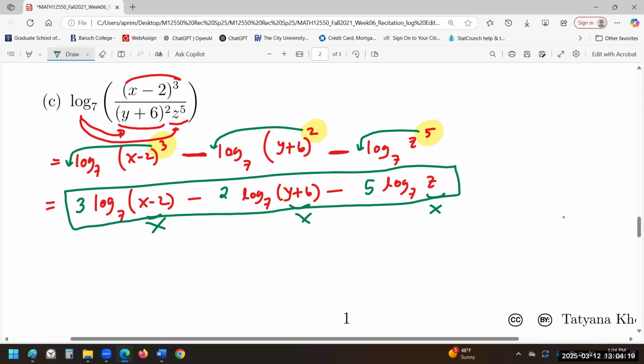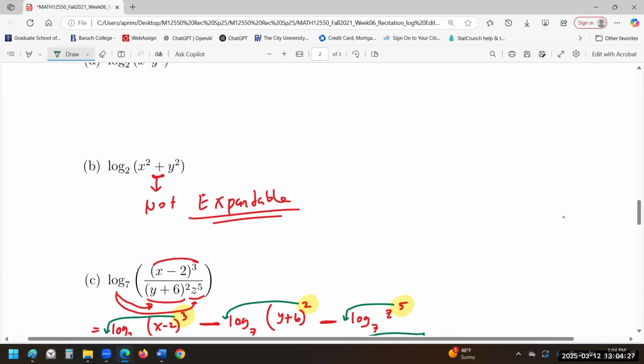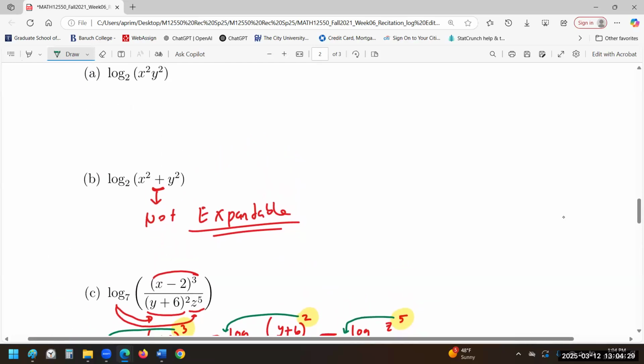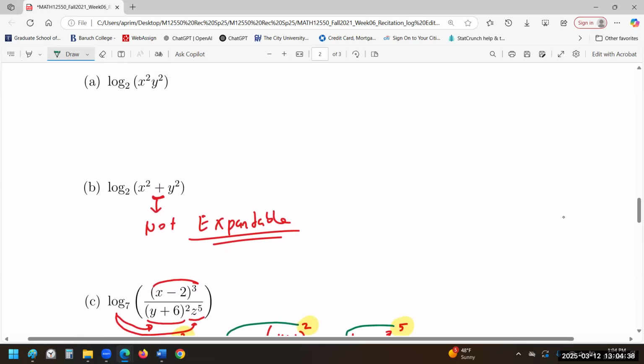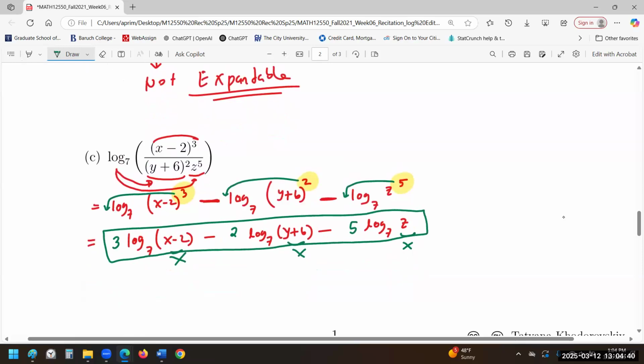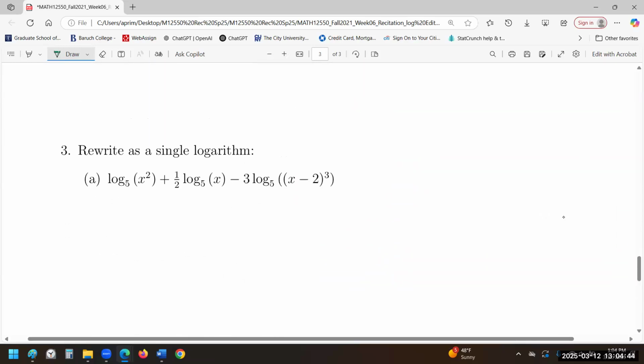Any question? No. So what do you think about A? Can you do A by yourself? Since we did the hardest one together. Try A by yourself. And then we have more on the other page.